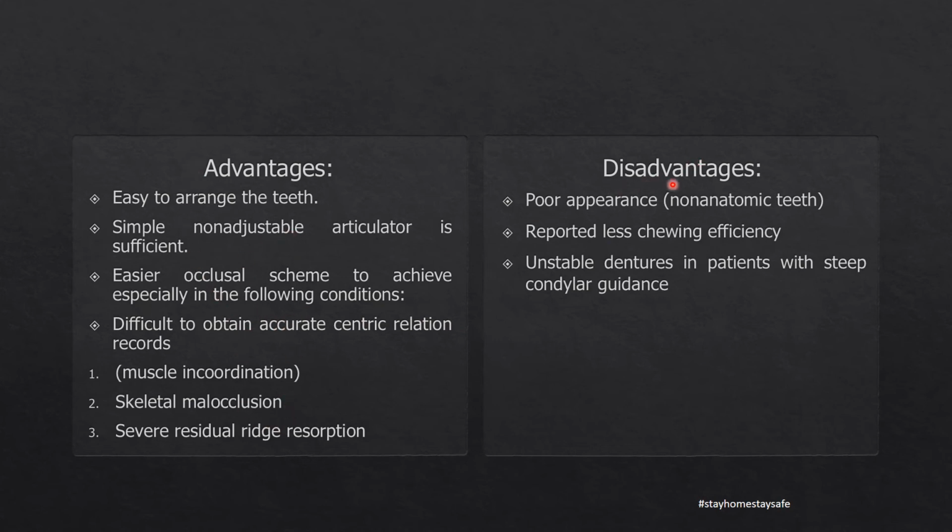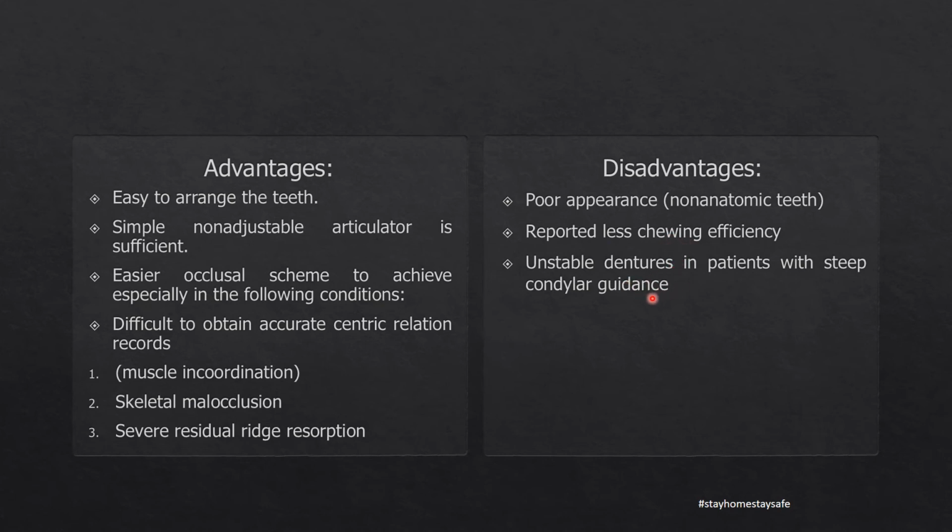What are the disadvantages of this monoplane occlusal scheme? First of all, it is less aesthetic, because there are no cuspal inclines, a flat occlusal scheme. There is less chewing efficiency because there is no cuspal height, there is no sharp cusp to actually shear the food or help in the grinding. So the patient has to put a lot of effort in grinding or mashing the food, which is already difficult because of the poor residual ridges.